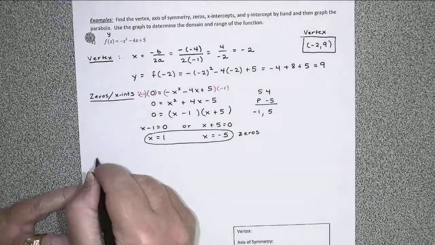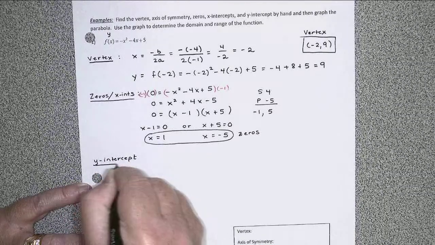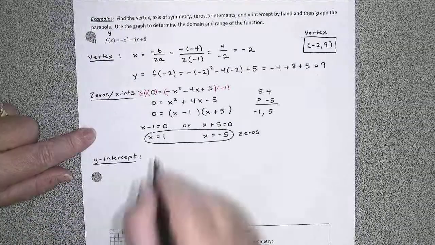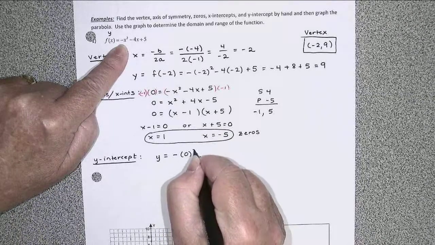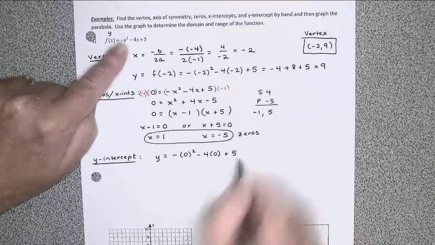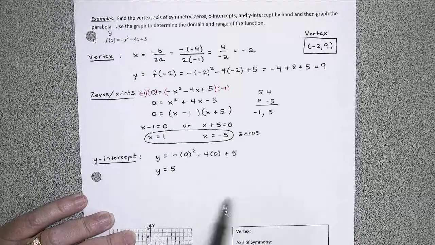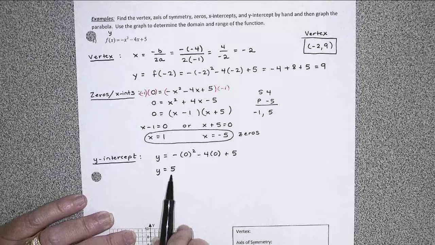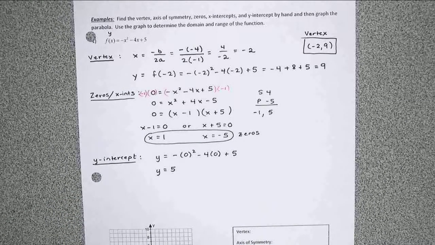All right, let's find one more thing by hand, that being the y-intercept. For the y-intercept, we want to put x equal to 0. So I'm going to have y equals negative 0 squared minus 4 times 0 plus 5, which just gives me y equals 5. Notice again, we talked about this a little bit in the previous video, that c value, the last number, is always going to end up being your y-intercept after you plug in 0 for the x's. The first two terms will always vanish.